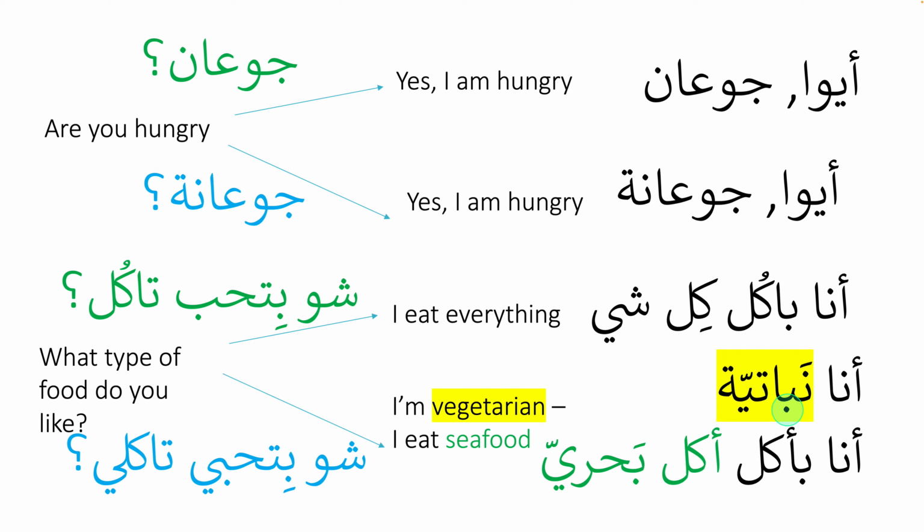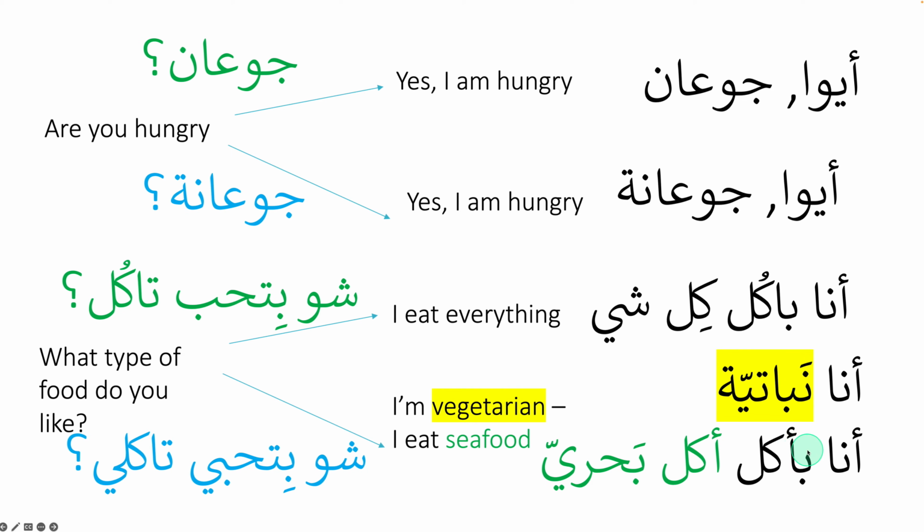I'm vegetarian. However, if a guy says I'm vegetarian, all you need to do is delete the "a" from the end of it, because that signifies the feminine. So you would say أنا نباتي. Nabati, which means vegetarian, when a man is talking about himself.